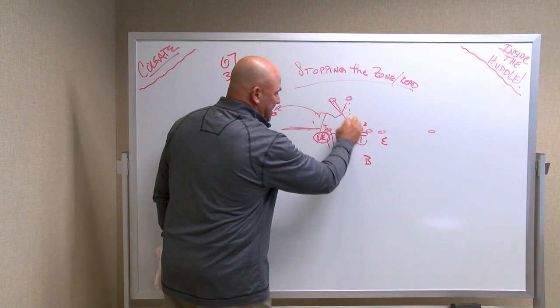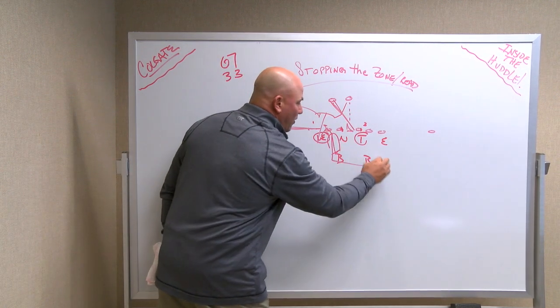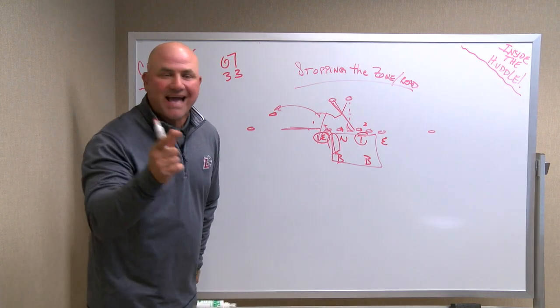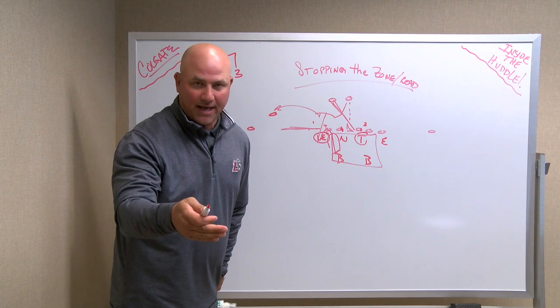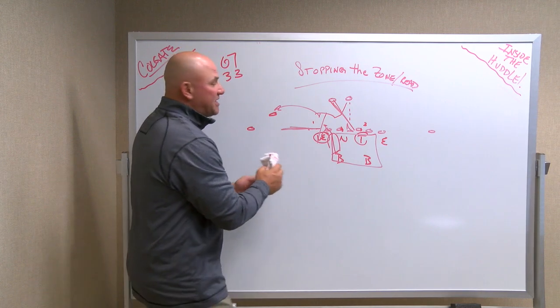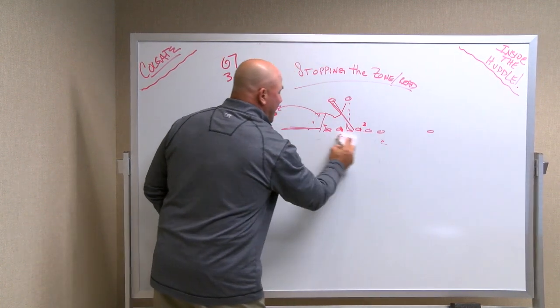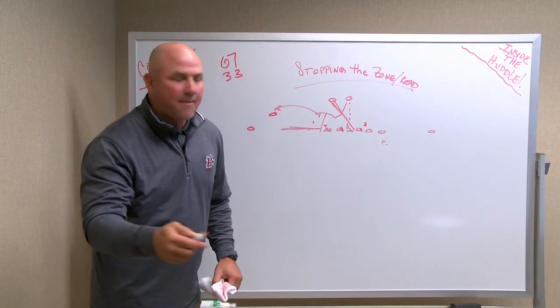On the give, anytime the ball is given inside, the 4 inside players, the nose, the tackle, and both inside linebackers are what we call dive or zone players. So you give that look to the offense once or twice, and then you go and change it up a little bit.